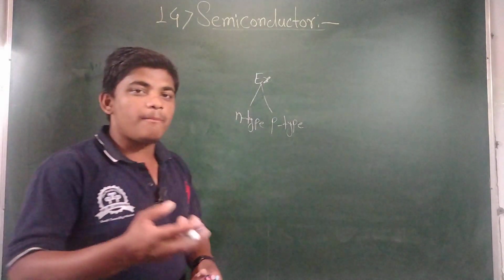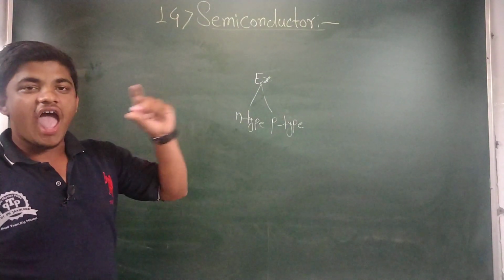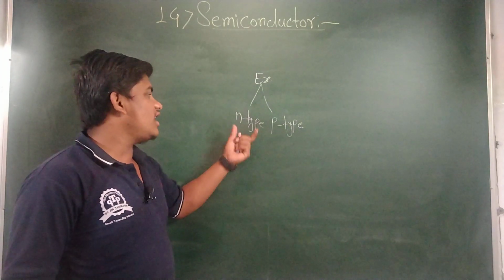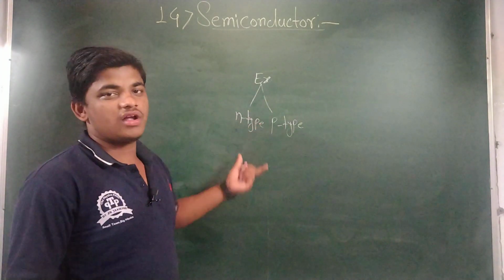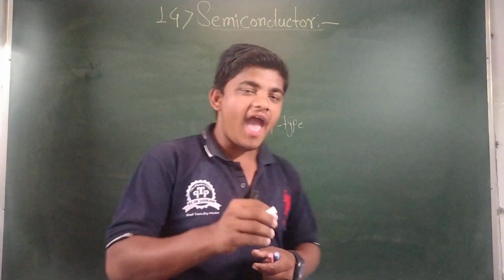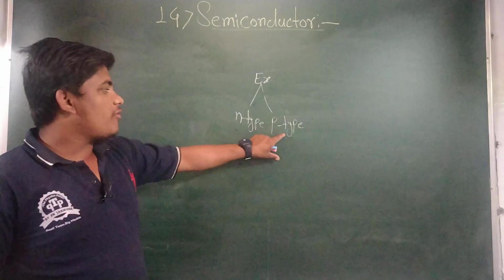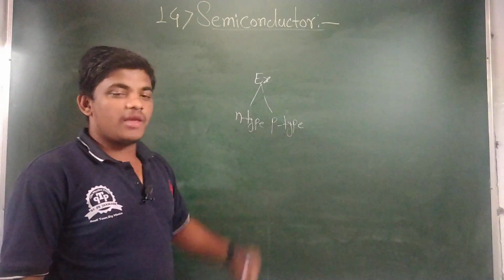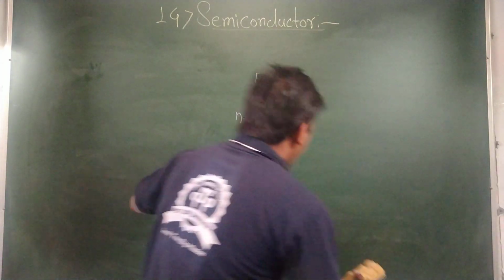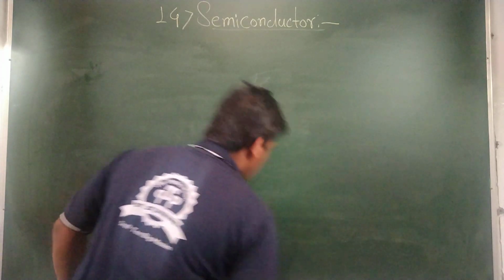When the impurity is pentavalent, it means the number of electrons in that impurity is 5, then it makes an n type semiconductor. And when the added impurity is trivalent, the semiconductor is called a p type semiconductor. In this lecture we discuss the n type semiconductor, the first subtype of extrinsic semiconductor.